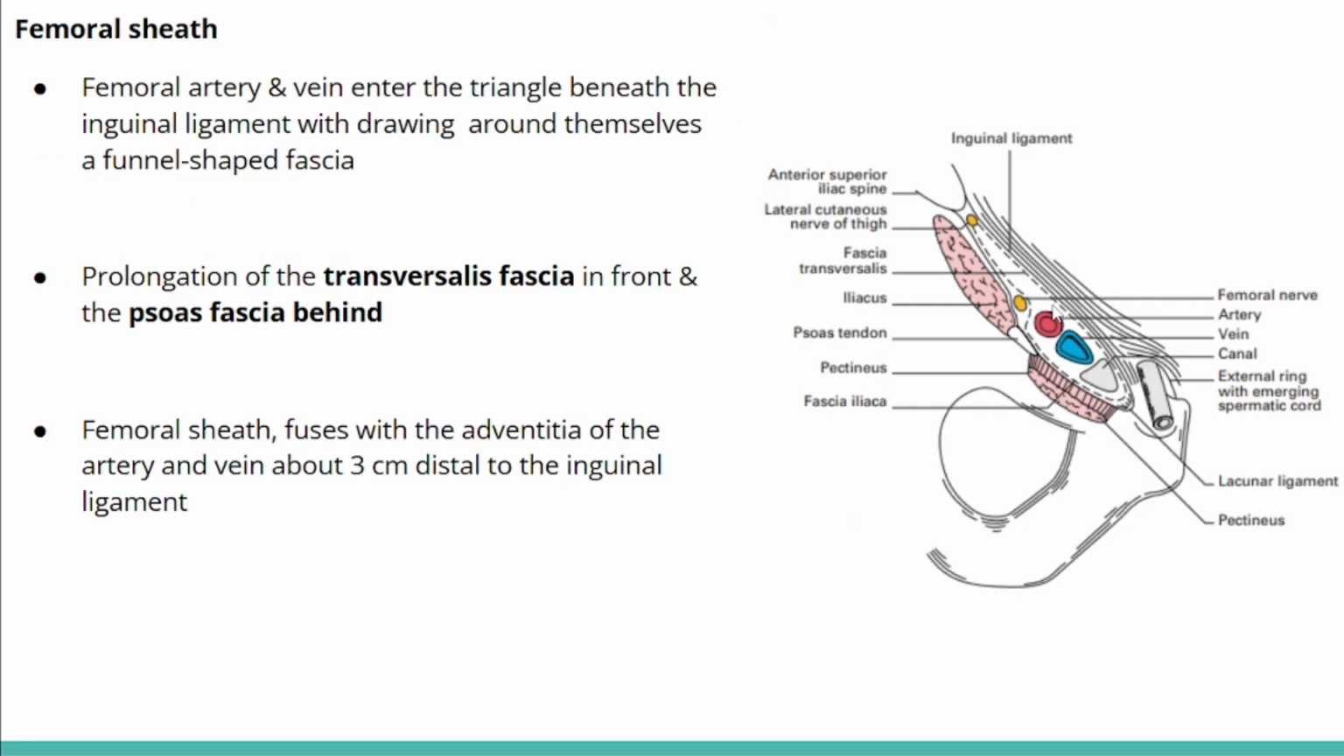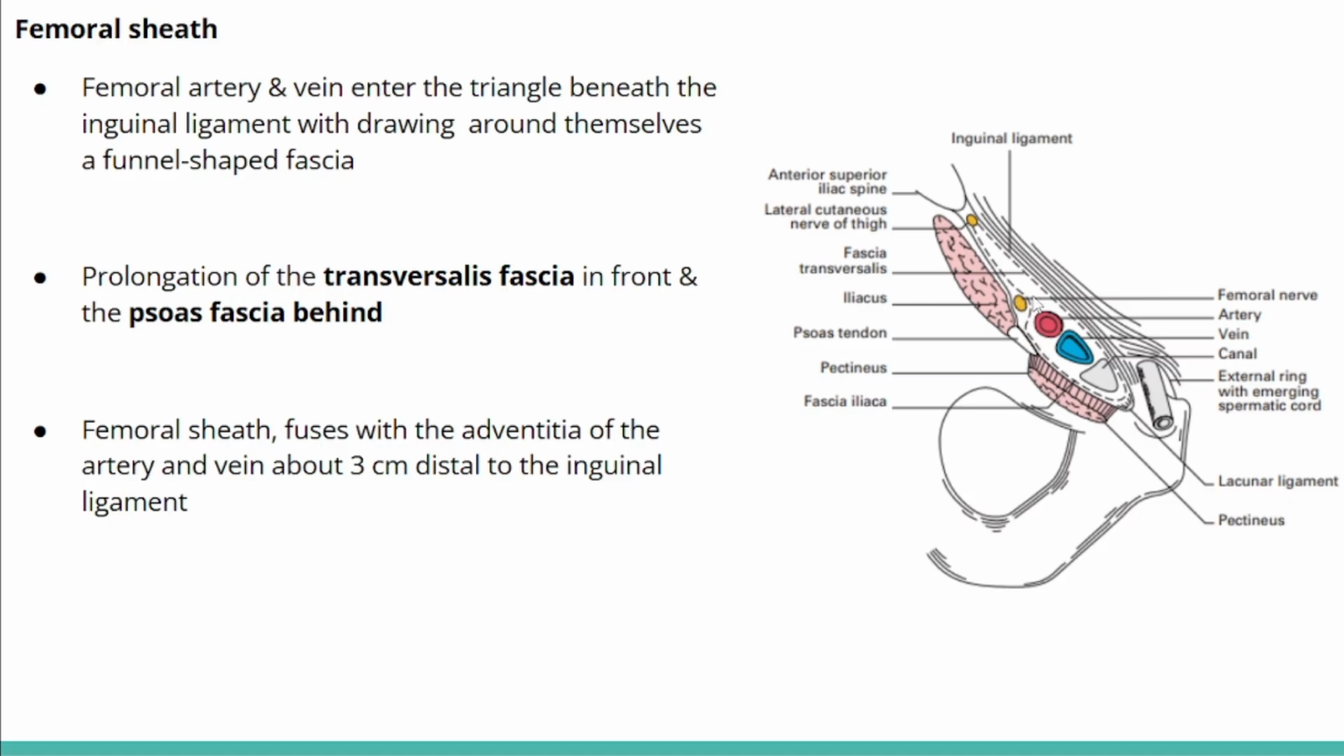Femoral sheath. What is the femoral sheath? Actually, it's a prolongation of two fascia. When the femoral artery and femoral vein enter the femoral triangle beneath the inguinal ligament, they draw two fascia around themselves and make a funnel-shaped fascial structure. Anteriorly, the femoral artery and vein draw the transversalis fascia, and posteriorly the psoas fascia. The femoral sheath fuses with the adventitia of the artery and vein about 3 centimeters distal to the inguinal ligament.